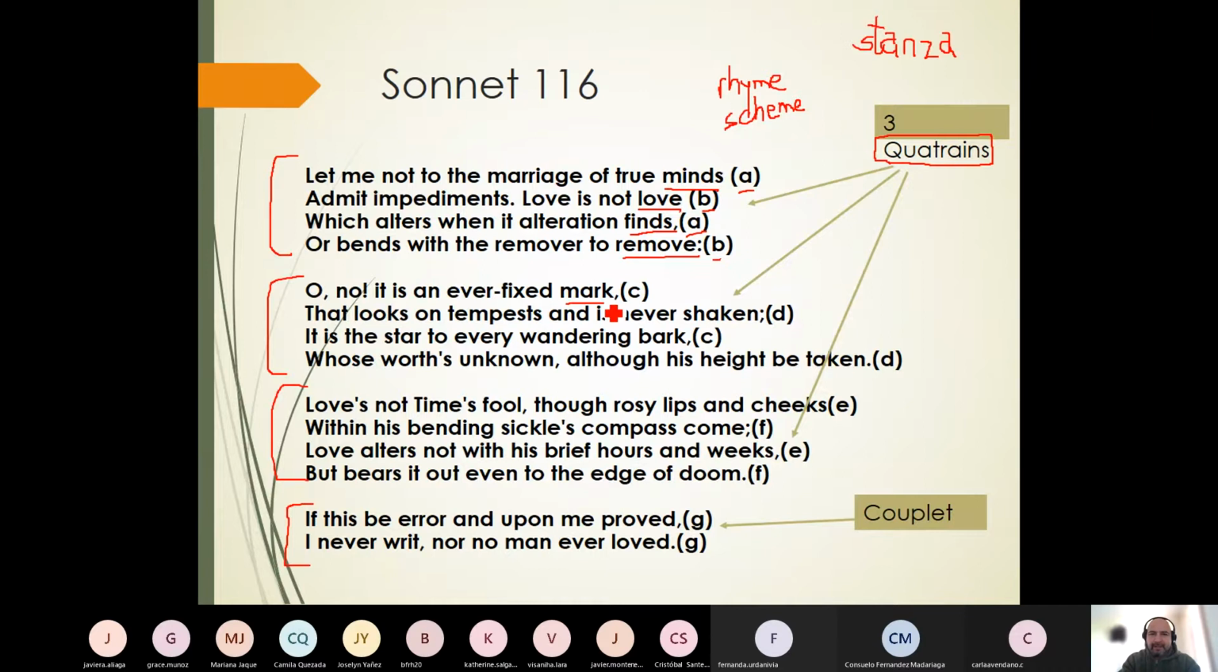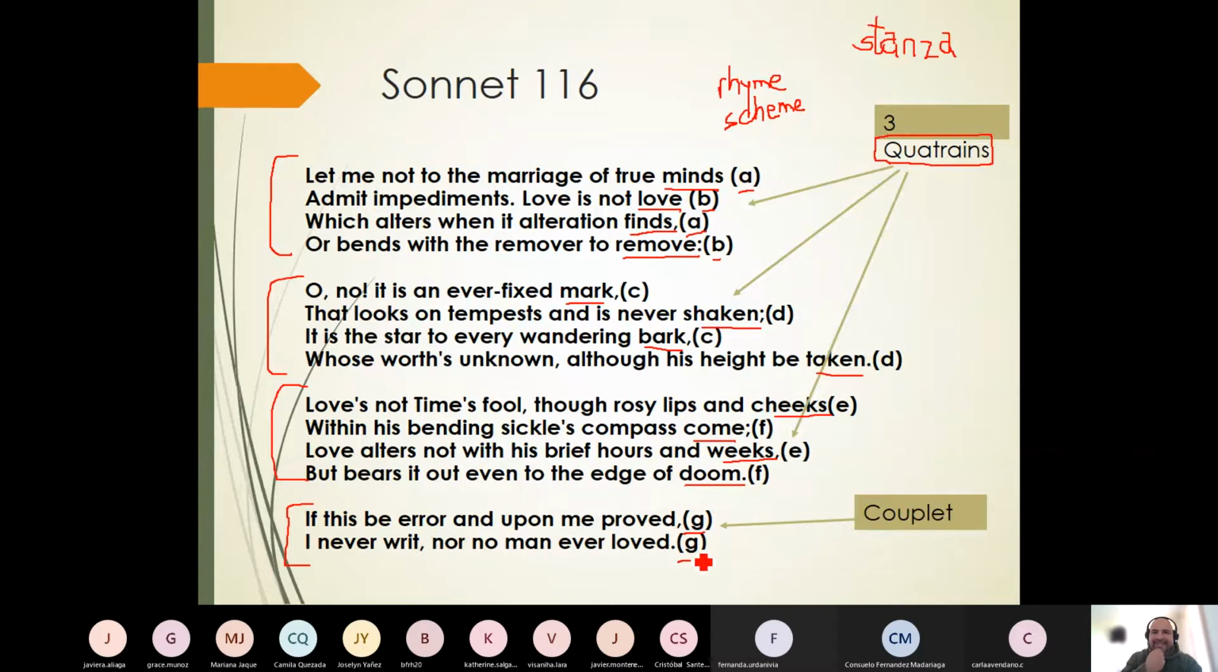C and C, mark and bark. D and D, shaken and taken. In the next stanza, cheeks and weeks, E and E. Come and doom, then cum and doom. Again, pronunciation varies, right? Same as proved and loved, okay? Probably proved and loved, okay?